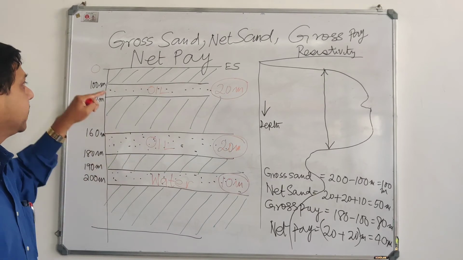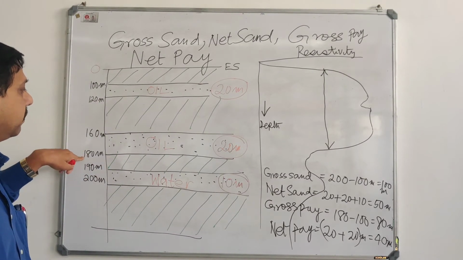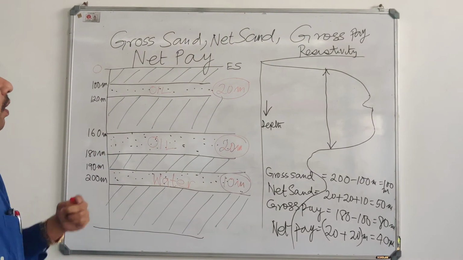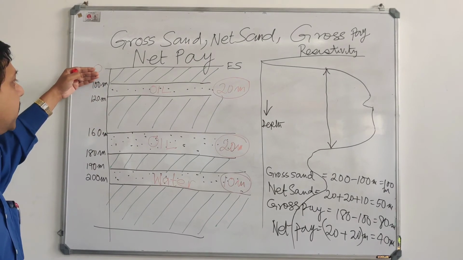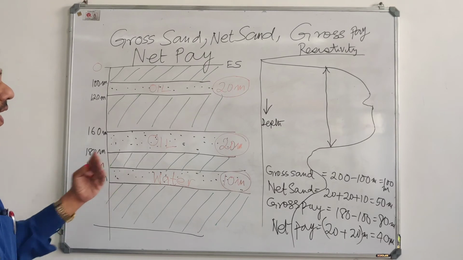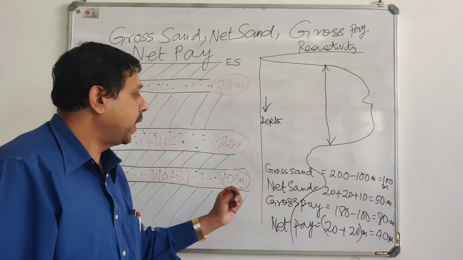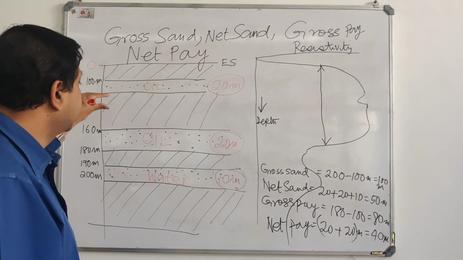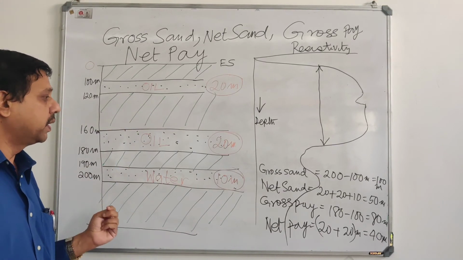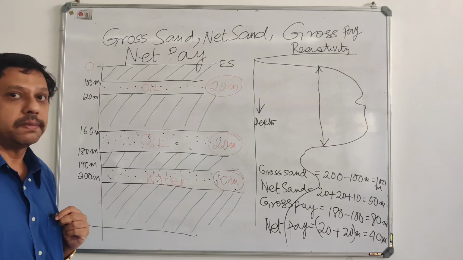The gross pay is where we got the first oil and where we got the last oil. Whereas the gross sand, which comes from the lithological logs, is from where we get the first sand to where we get the last sand. So the gross sand is 200 minus 100 meter, which is 100 meter. Whereas net sand are the three sand bands that we have, 2 oil bearing, 1 water bearing. So that is 20 plus 20 plus 10, which is 50 meter.